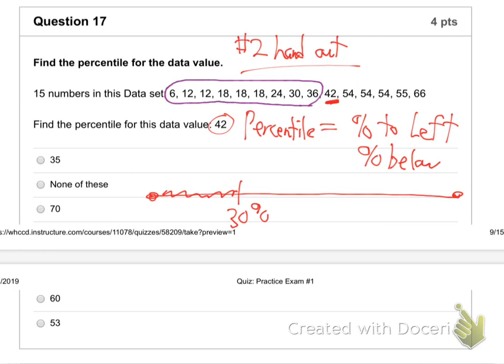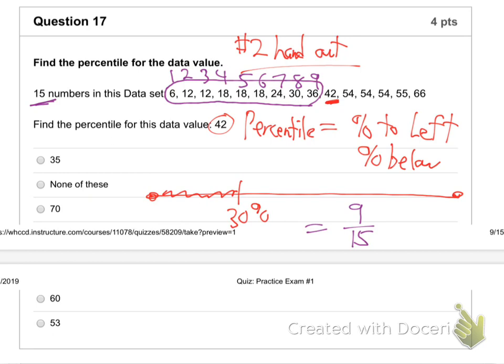It says on your sheet to count how many values are below, to the left of that value, not including the value itself. So how many numbers here? 1, 2, 3, 4, 5, 6, 7, 8, 9 numbers. 9 numbers are below the 42. So it's going to be 9 over how many total numbers? 15 numbers. So 9 out of the 15 numbers are below the 42.